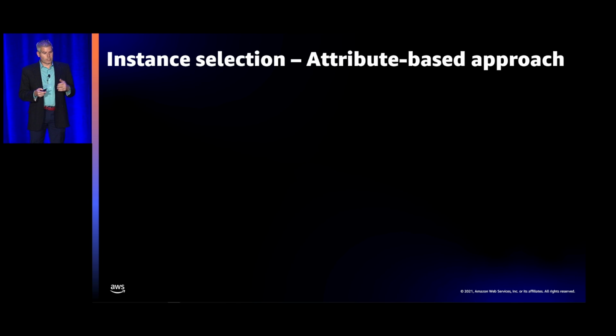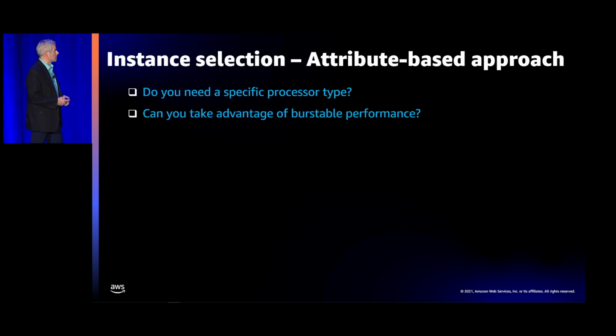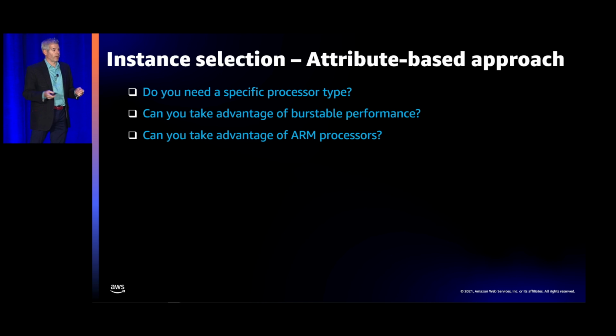So here's a summary now of that attribute-based approach I've talked about. So first, do you need a specific processor type? Do you need to choose at the company you work for, are you only Intel or AMD or Graviton or ARM? Can you take advantage of our burstable performance instances? So burstable performance, that's our T family, and those are the cheapest instances that we offer in the EC2 compute family. If you have a somewhat constant level of compute with some burst that happens, the burstable instances might be worth exploring.